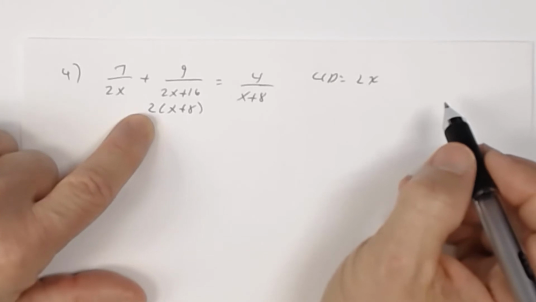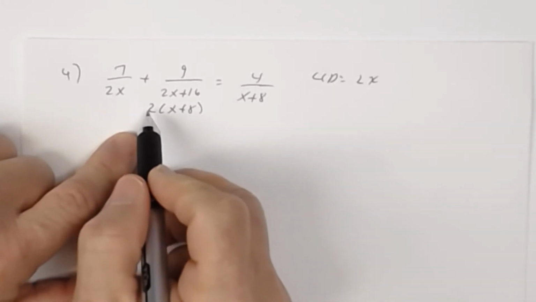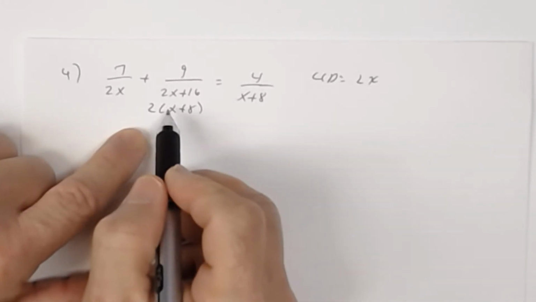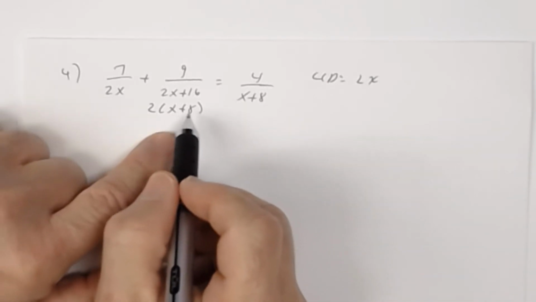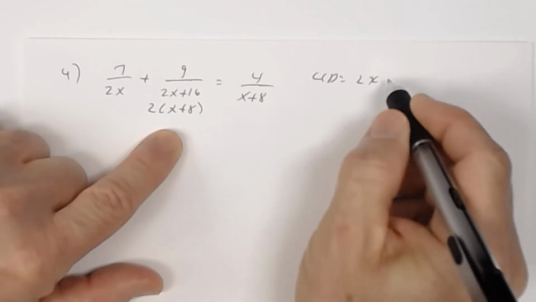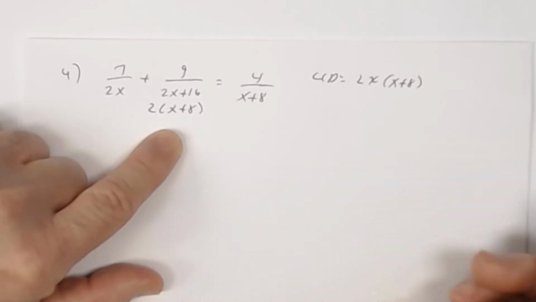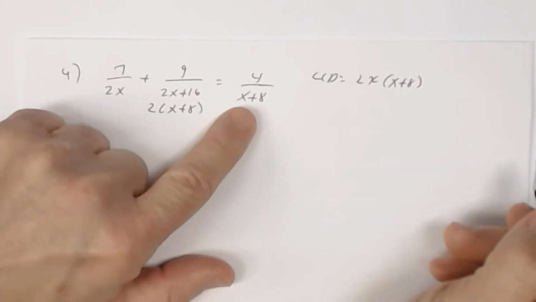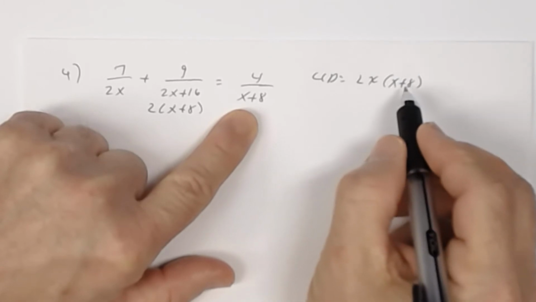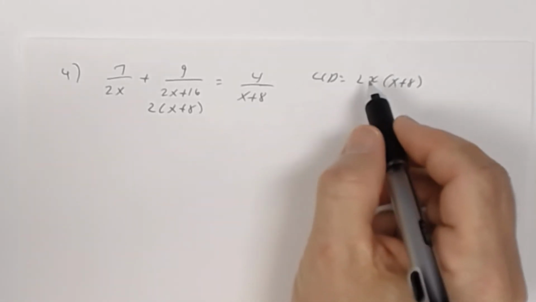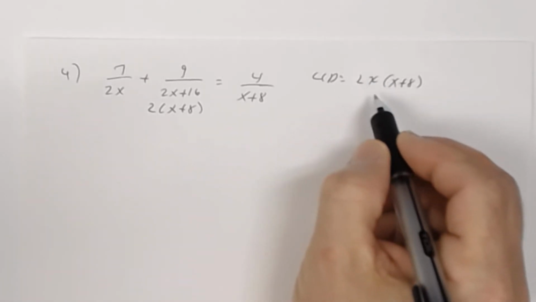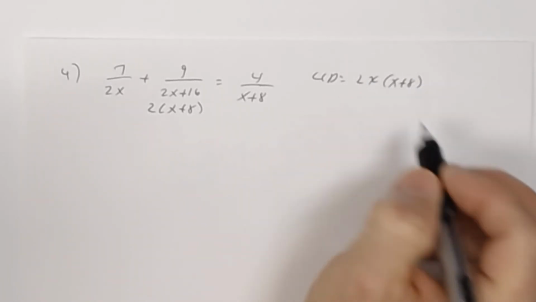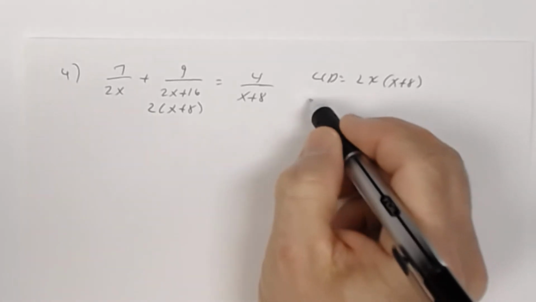The next one, if I look at the next denominator, I have two factors as well, 2 and x plus 8. Well, I already have a 2. 2 goes into 2, but I don't have x plus 8, so I've got to have x plus 8 as a factor. Then my next denominator is x plus 8. I already have it, so there's my least common denominator. Your least common denominator involves three factors, 2, x, and x plus 8. Now let's find the restriction.